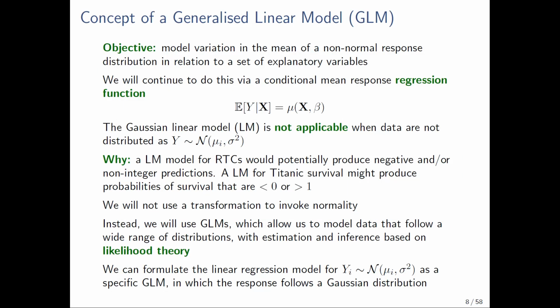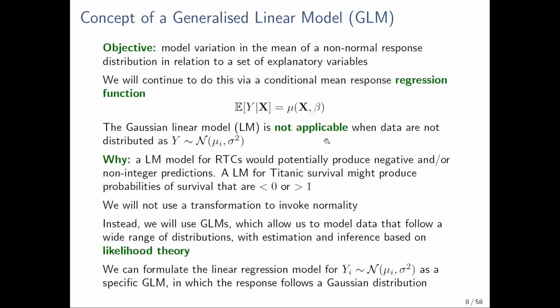So here's the concept then. The concept of a generalized linear model, the objective is to model variation in the mean of a potentially non-normal response distribution in relation to a set of explanatory variables. So we're going to allow the response to be non-normal. We'll continue to do this in the same way in principle as for a linear model, that is via a conditional mean response regression function. So the expectation of y given x is equal to mu of x beta.